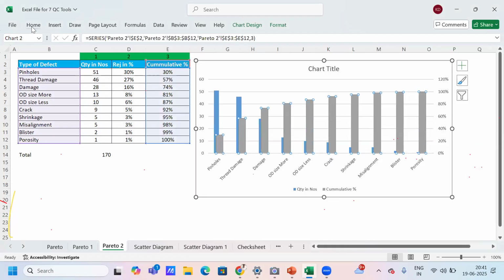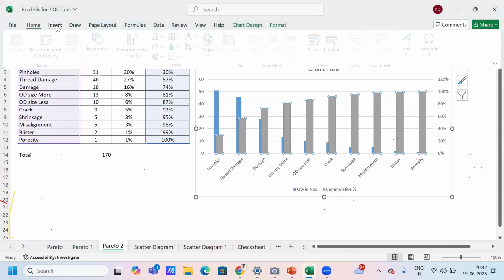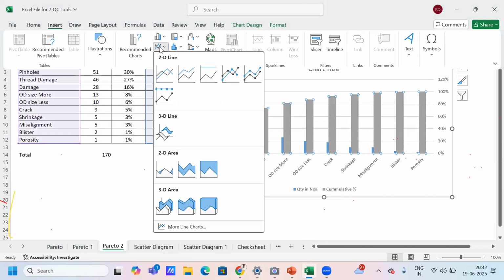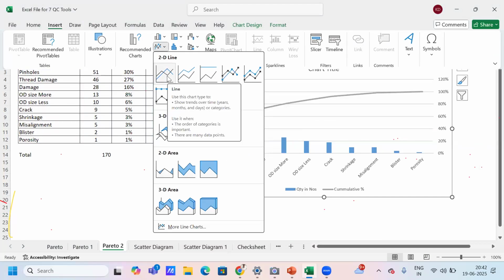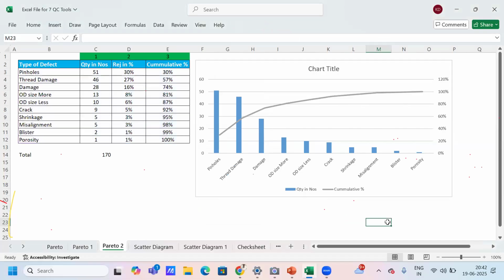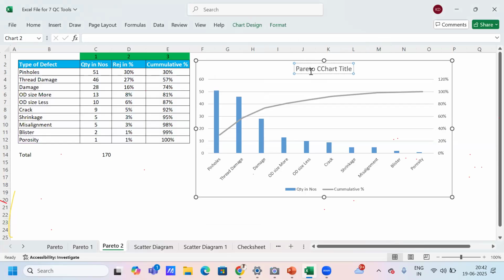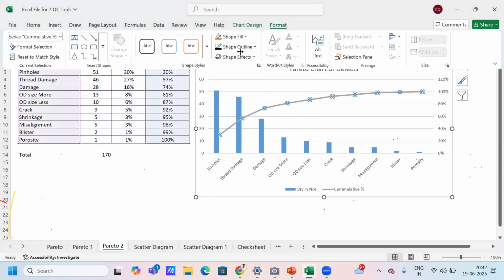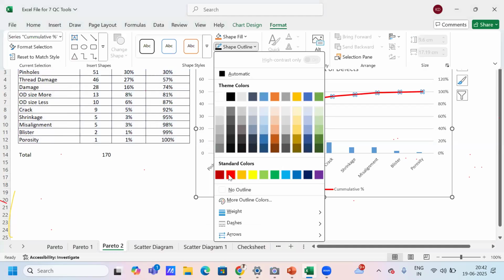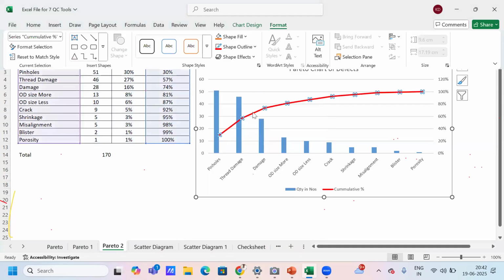I selected this. I will go to insert. There will be some lines. Okay. So you can name the chart, for example, Pareto chart of defects. So this is the line. You can make it red. It is up to you. Then we need to display the values.